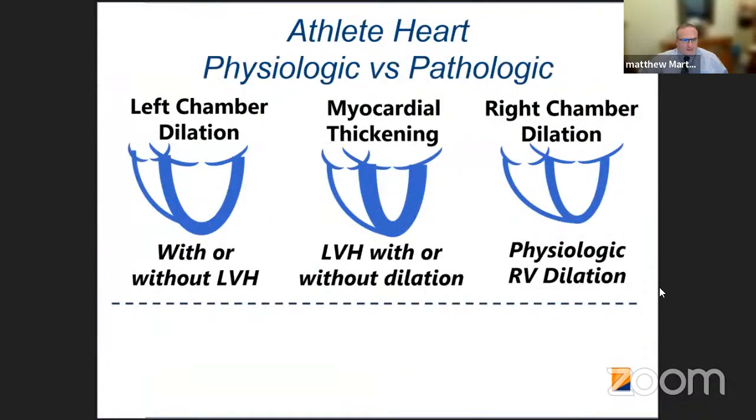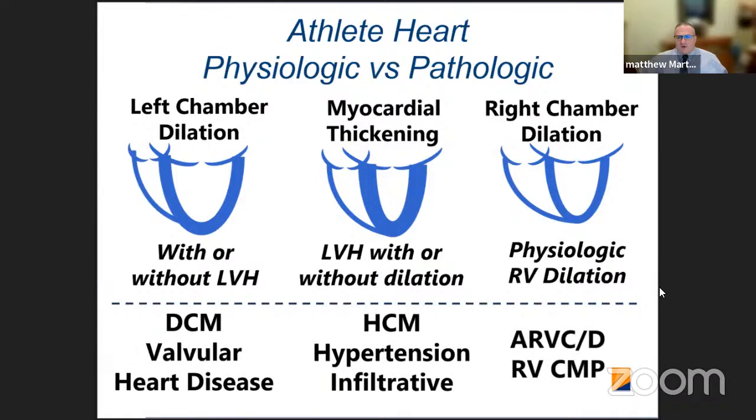So if you put it all together, whether it's the left side or the right side, with or without dilatation, with or without thickening, or left side or right side alone, many are going to fall into this gray zone. And our job is to distinguish between the pathologic findings that also do that: valvular heart disease, dilated cardiomyopathy, left-sided cardiomyopathies, or right-sided cardiomyopathies. So there really isn't a perfect way to do this.